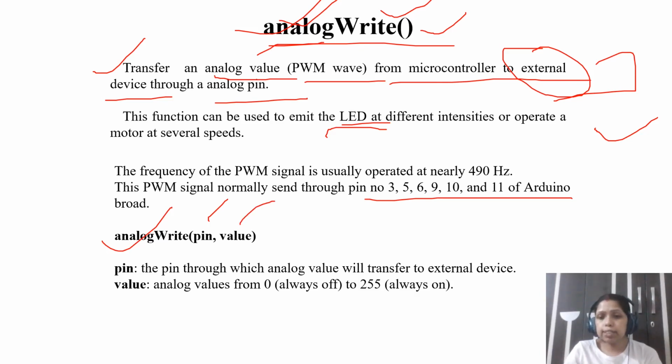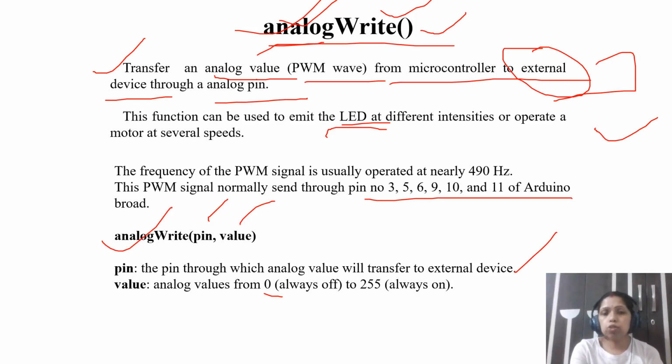At what intensity? Suppose the maximum intensity is 100, but you want to reduce the brightness of the light. Accordingly you give the value in the analogWrite function. The pin number is the pin to which you have connected the LED, the external device. The analog value you can send is from 0 to 255. 0 means off, and 255 means maximum intensity, or on. If the value changes to, say, 50, the intensity will be reduced compared to the maximum intensity.